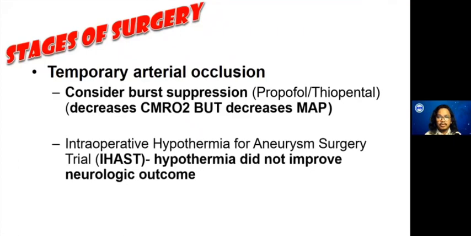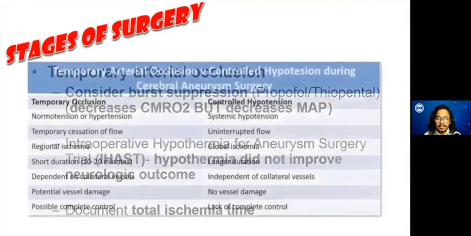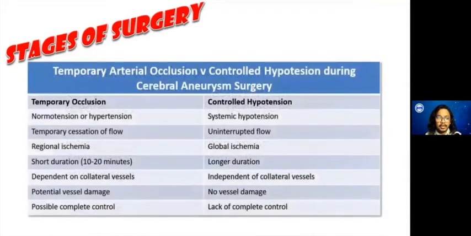A decrease in CMRO2 also occurs during hypothermia. However, studies have shown that induced hypothermia was not associated with improved outcomes in patients who underwent temporary arterial occlusion. Historically, controlled hypotension methods have also been used to achieve similar goals as temporary occlusion. In certain instances, this may still be employed. This table summarizes significant differences between the two.